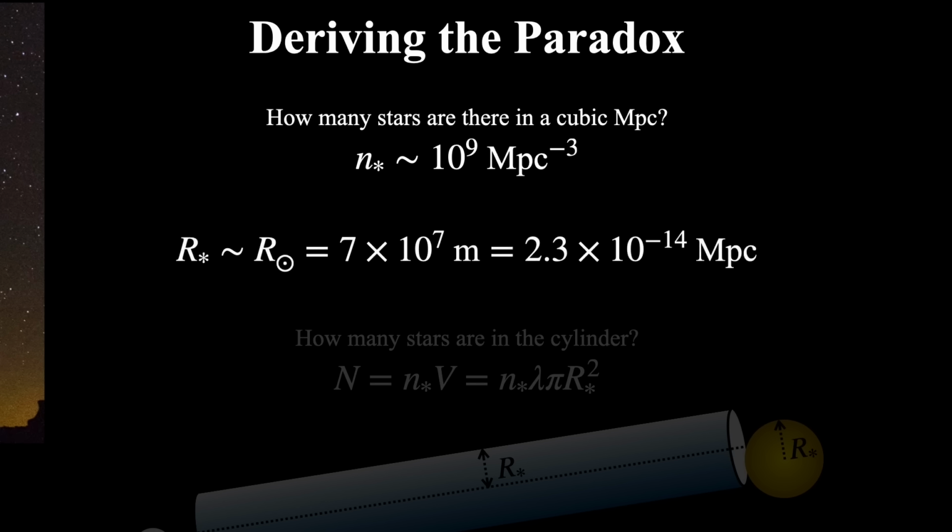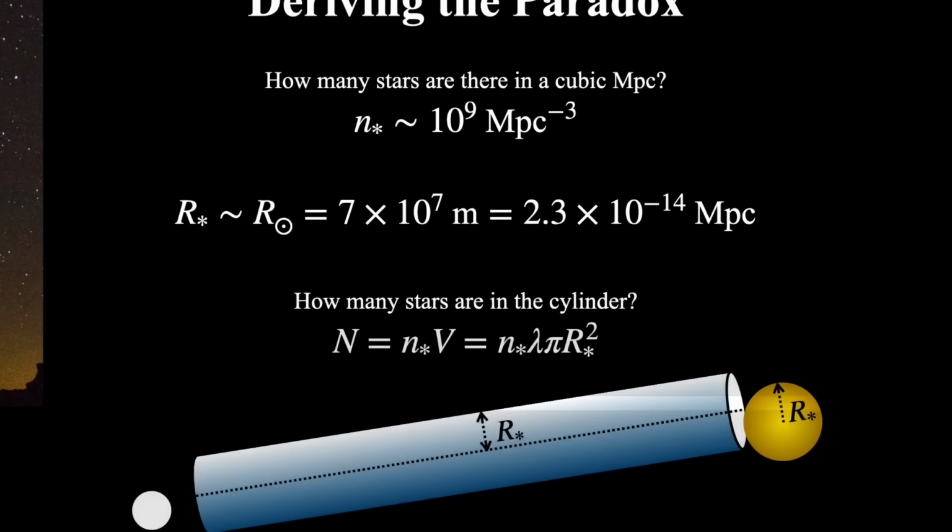Now let's get the typical radius of a star, and we'll determine that to be just like the sun. Well, we could use any old value, and since we know that red dwarfs make up the vast majority of stars, we could use that, but for simplicity's sake, let's just use the sun. It won't alter our eventual result except by maybe a factor of 2 to 10 or something, but it won't change the real result. So the radius of a star, approximately the radius of the sun, is about 7 times 10 to the 7th meters, or 2.3 times 10 to the minus 14th megaparsecs. Stars have really small radii when measured in megaparsecs.